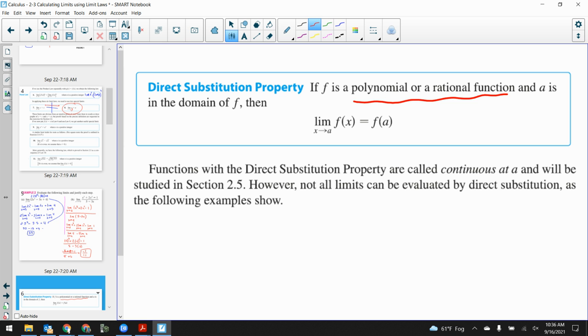Functions with the direct substitution property are called continuous at that value. There is a whole section 2.5 that we will talk about continuity. However, not all limits can be evaluated by direct substitution as follows.